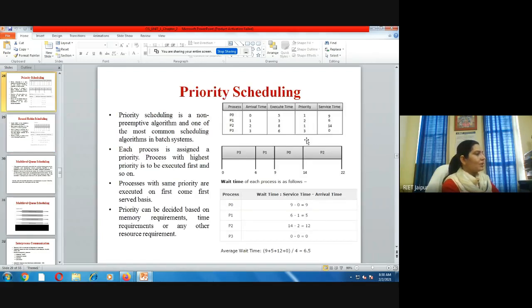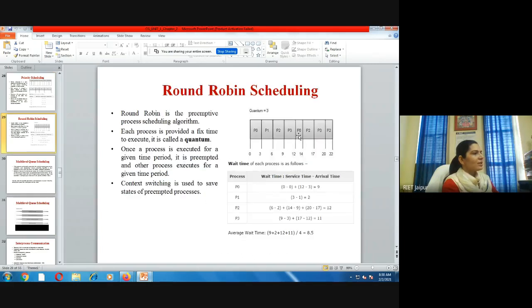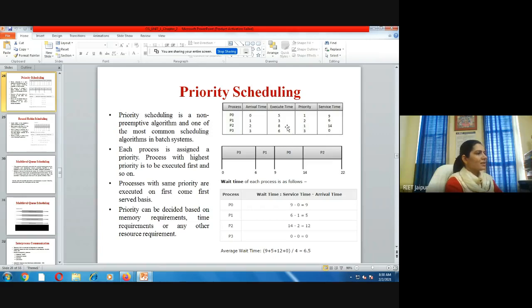For the third round, only the P2 process is left, because P2's execution time is 8. Six is over, and only 2 units are left. So you can see 20 plus 2. So in 3 rounds, the example is over.